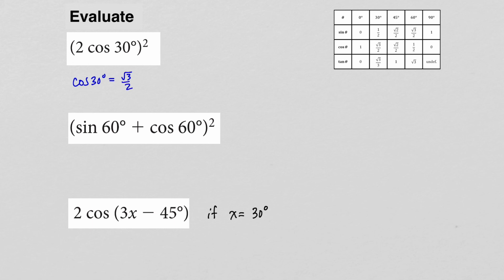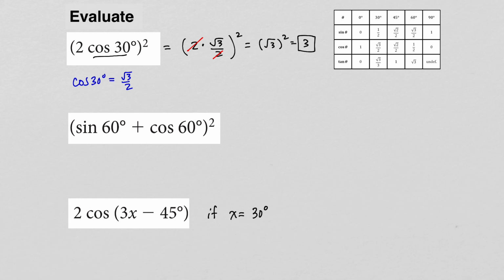So to evaluate this expression, it's going to be 2 times the cosine of 30, which is square root of 3 over 2, quantity squared. Now I just need to simplify that expression. I can cancel the 2 here, and we get radical 3 to the second power. And that, of course, is just 3, because the square and the square root cancel each other out.